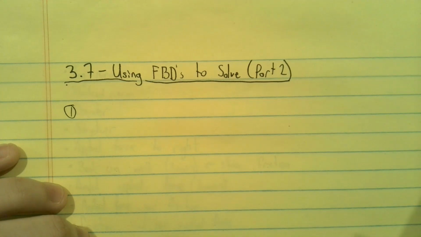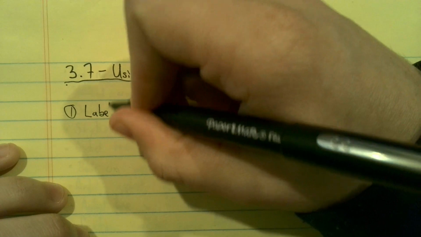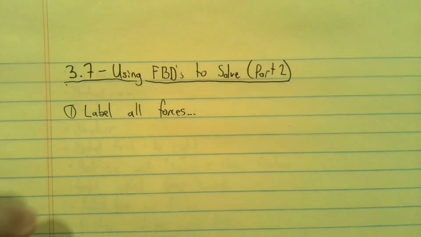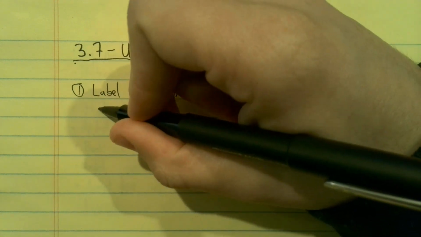So step 1 in solving problems with this method is to label all forces. In order to do this, you need to know all the forces that are possible in this class, and you need to know what direction they point. So here's a quick list.